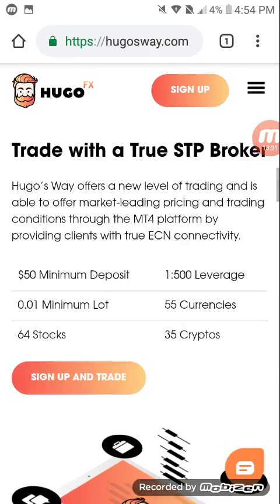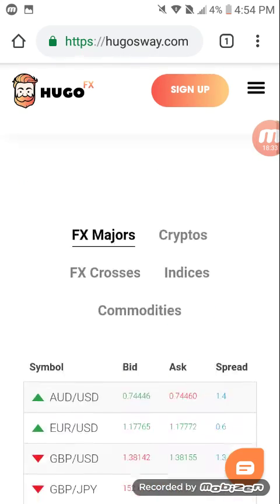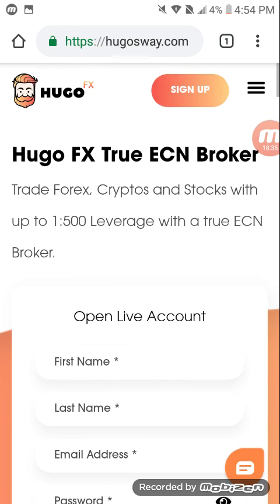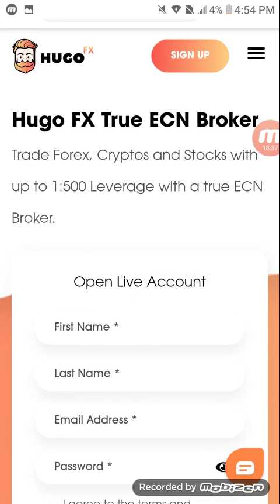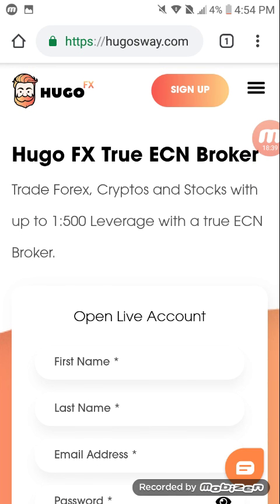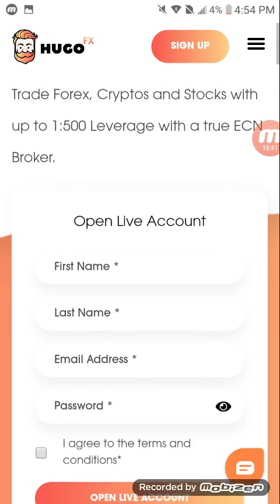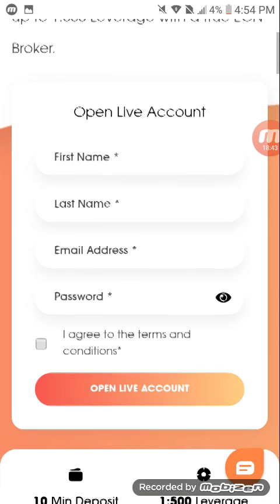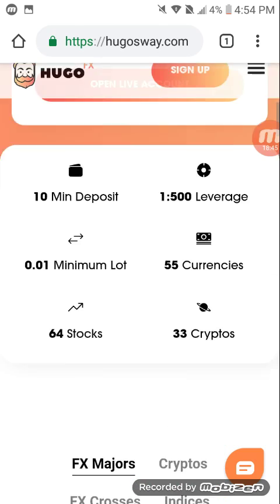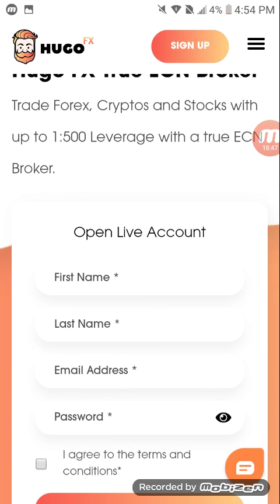All right, but yeah, gang. Just wanted to show y'all my broker, what I use. When I trade, I use Hugosway.com. So open up a live account if you haven't, or open up a demo account first, and then once you feel comfortable, open up a live account and start making money in this market.